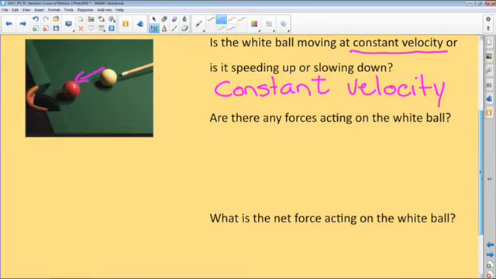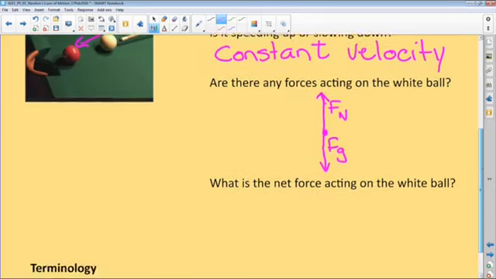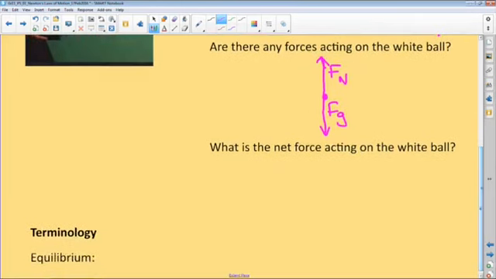So then, are there any forces acting on the white ball? So your answer, again, should be yes. But I think where some of you are going to disagree with me, and you're going to say, no, but the teacher's wrong, is these are the two forces that I can think of. I'm going to have force due to gravity acting down, and I'm going to have the normal force, or the force of the table, acting up. Let's just fix our arrow there. But I'm not going to have any force to the left or to the right. And the reason I don't have any force to the left or to the right is because of our last question.